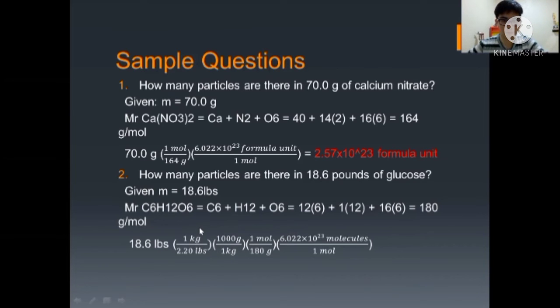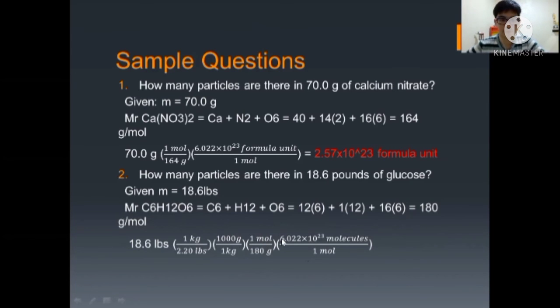Here we can cancel our kilograms, and then we need to cancel the gram with our molar mass, which we obtained before, which is 180 grams equal to 1 mole. So we put the gram below and the mole above. So this is multiplied by 1 mole per 180 grams. And then you need to cancel this mole.